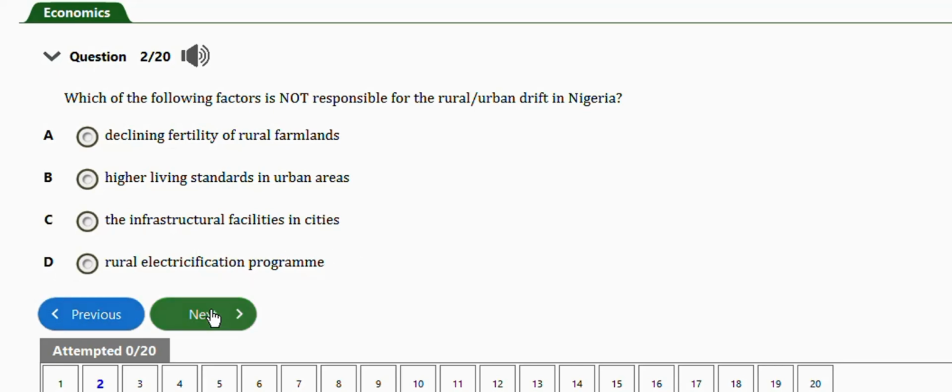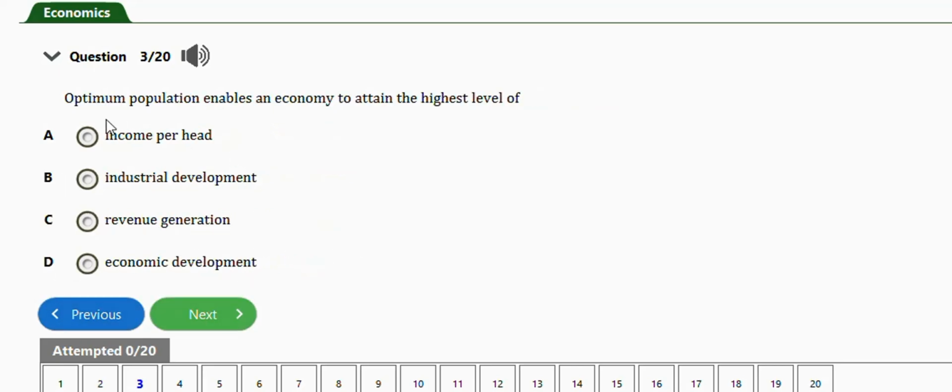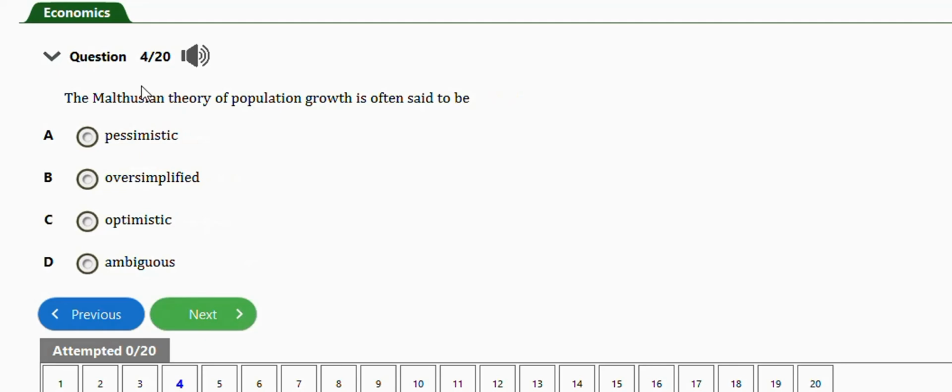Okay, next question. This one says optimum population enables an economy to attain the highest level of income per head, industrial development, revenue generation, economic development. Right answer is option A, income per head. Okay, next question. It says the Malthusian theory of population growth is often said to be pessimistic. Okay, option A, that's the right answer.